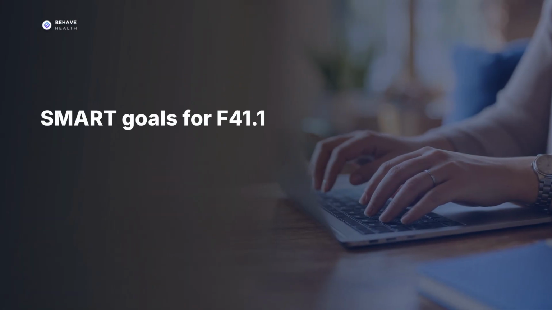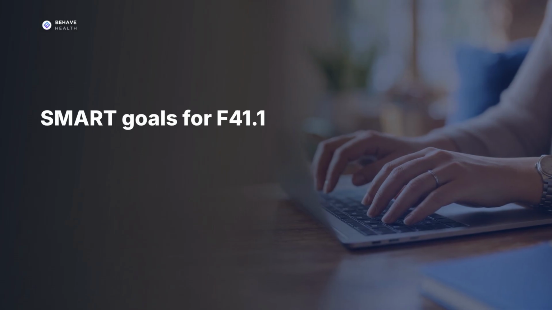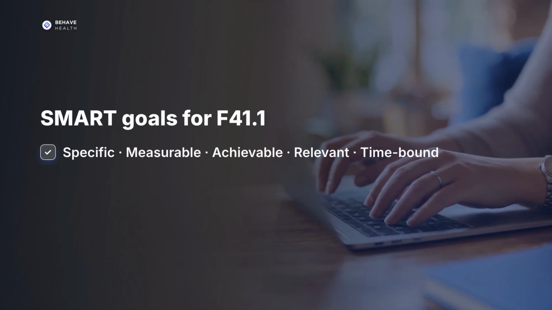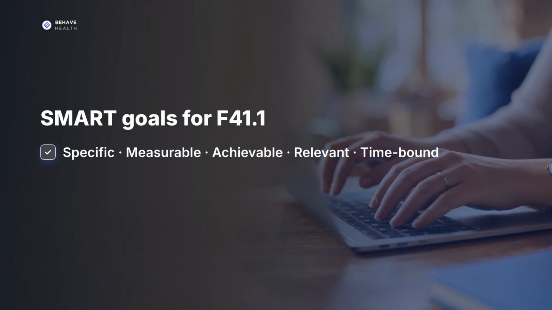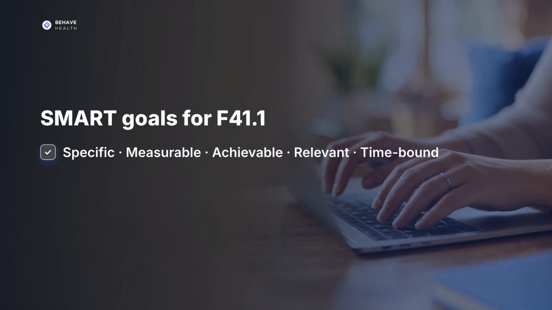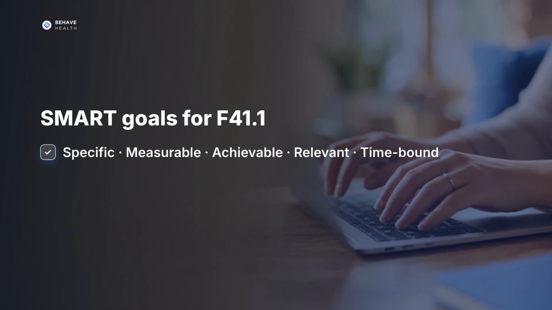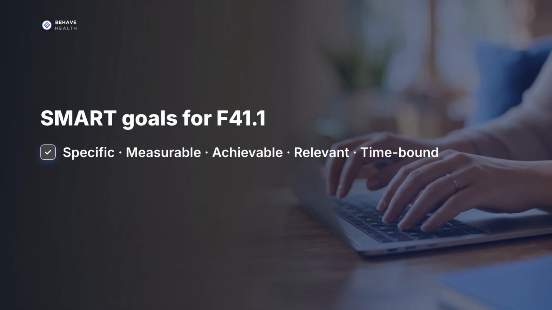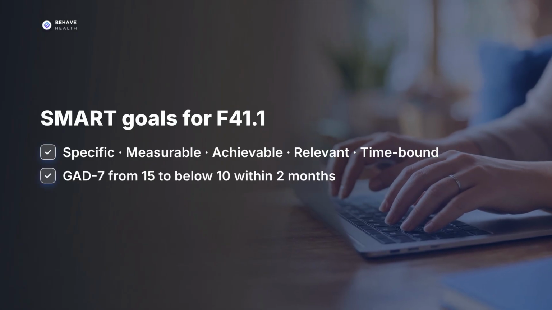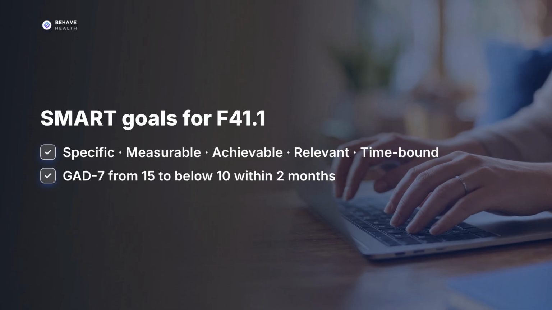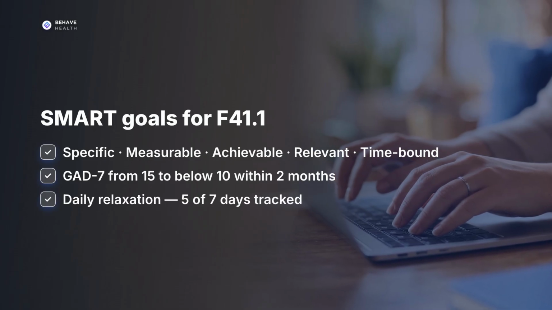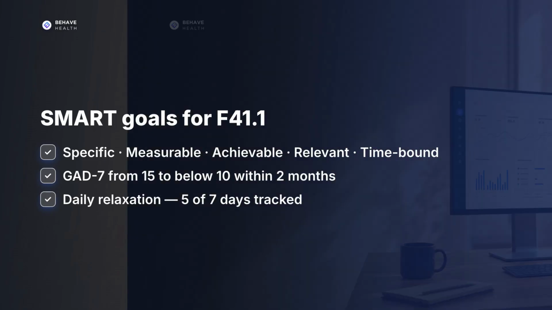Audit-ready GAD plans use SMART objectives. Vague goals invite denials. SMART objectives satisfy insurance reviews. Generic goals like reduce anxiety do not. Strong example: client will decrease their GAD-7 score from 15 to below 10 within 2 months. Pair it with a behavioral objective: daily relaxation practice on 5 of 7 days, tracked by self-report.